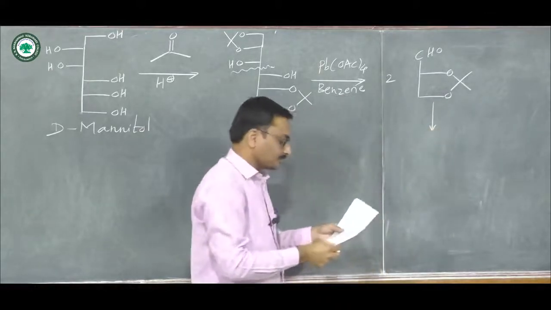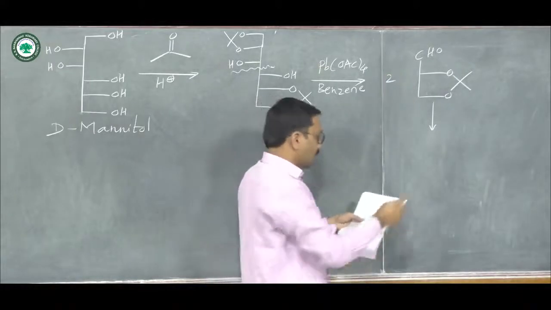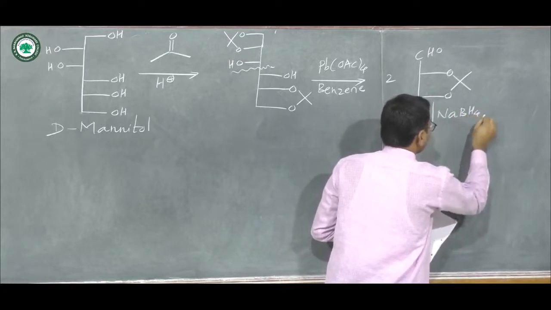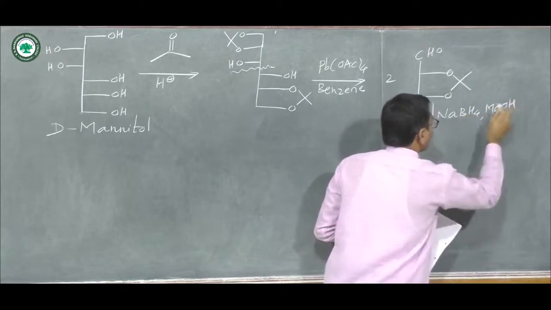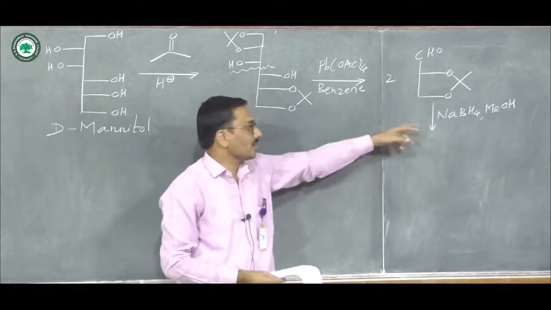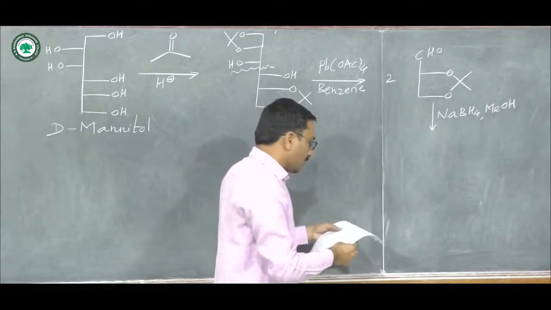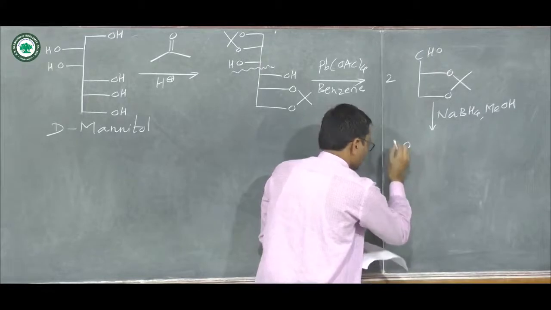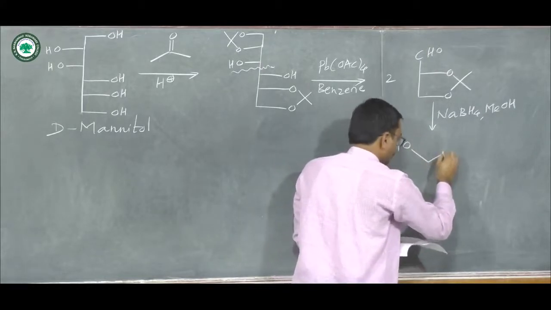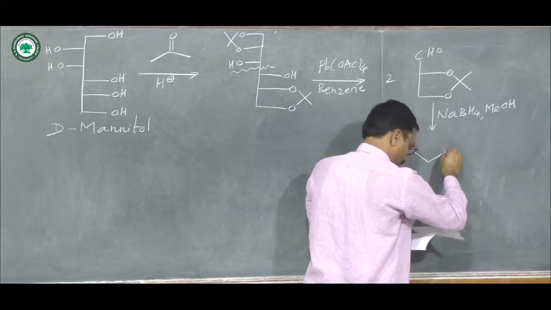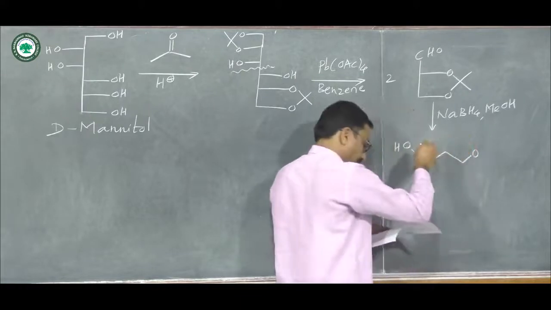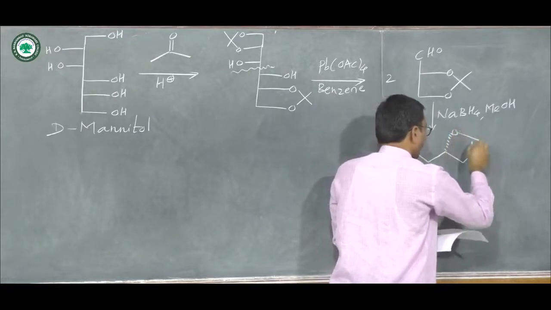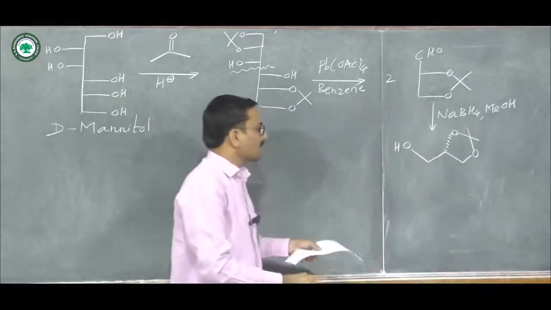In the next step, this aldehyde undergoes reduction in presence of sodium borohydride and methanol. CHO converts into OH. So we have this type of structure.